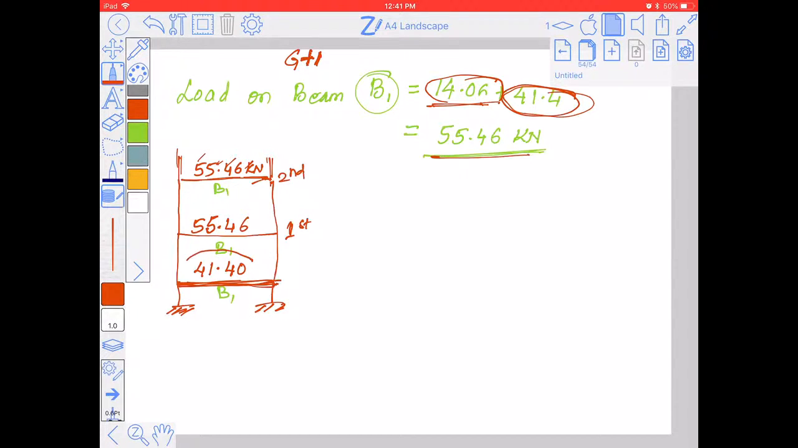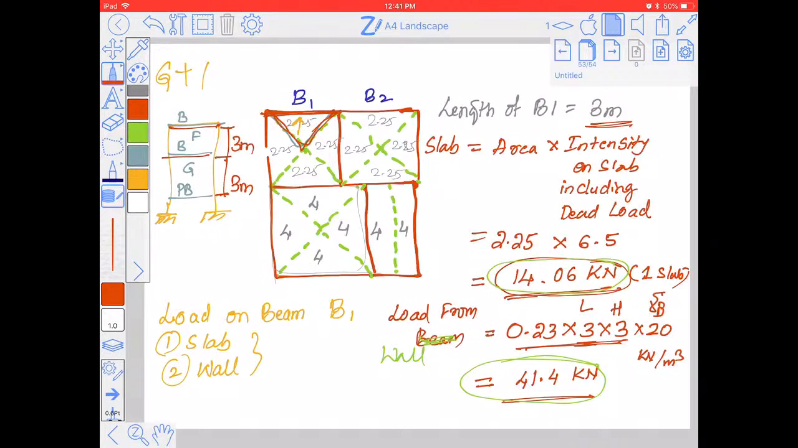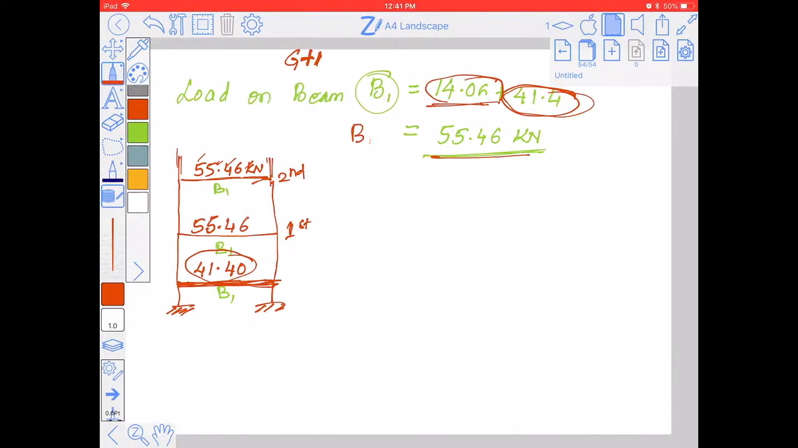I am writing this because the plinth beam carries only the load of the wall. Now, in a similar way, I will be finding the value of B2. B1 and B2 will be the same.